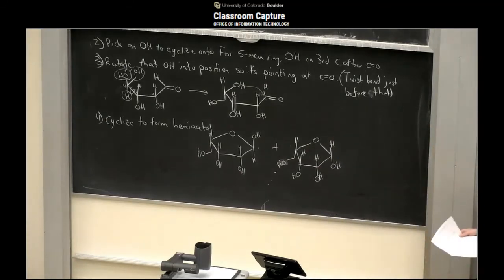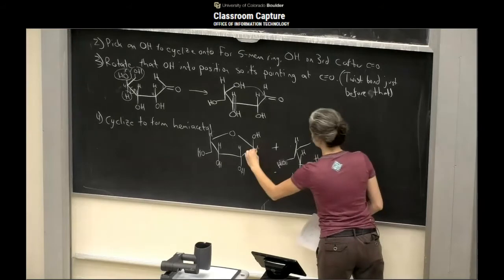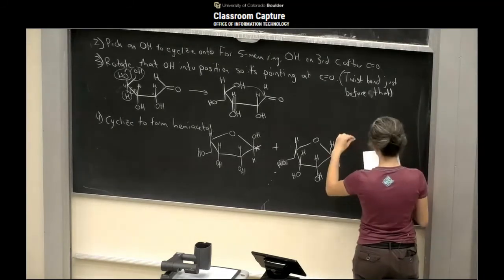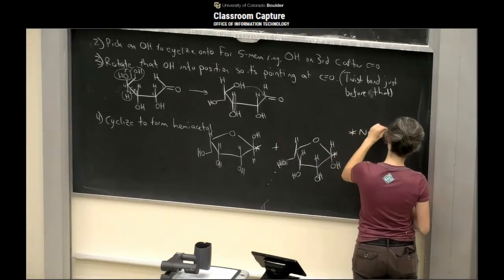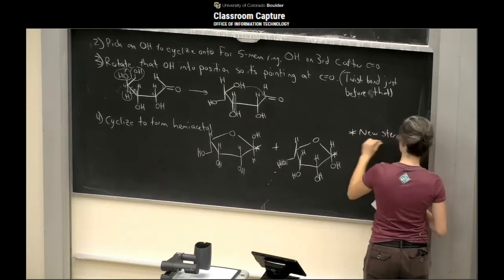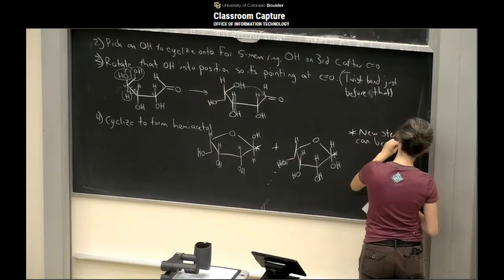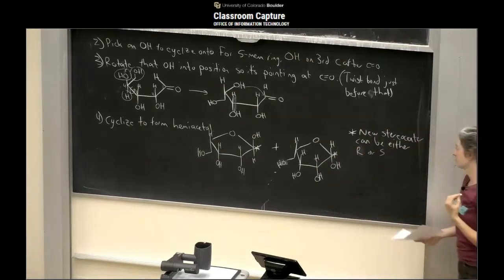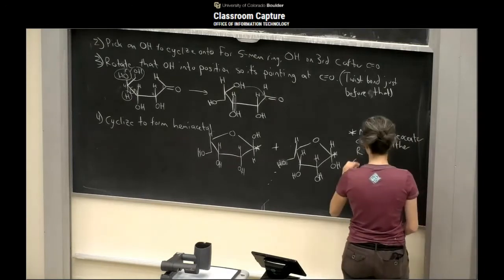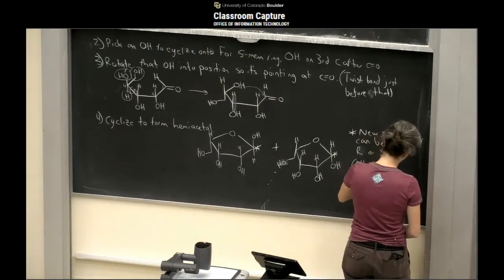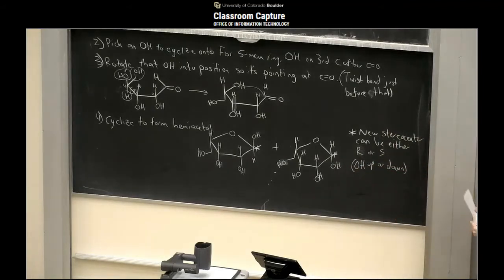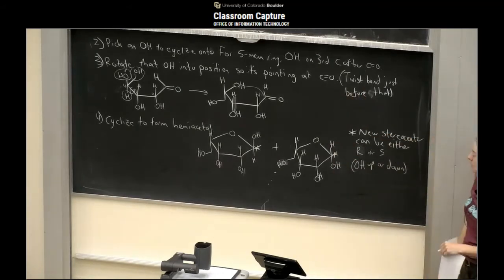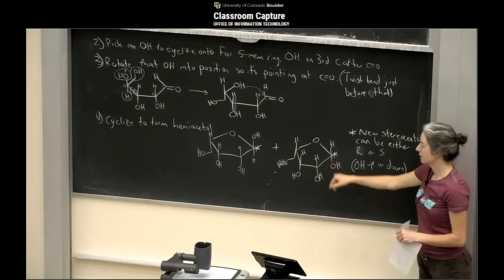Okay. So this one here is a newly formed stereo center. So it can be either R or S. In other words, the OH can be up or down. Okay, so that one actually gets a special name. It's, again, the only carbon with two bonds to oxygen in the whole deal. And this is actually called the anomeric carbon.